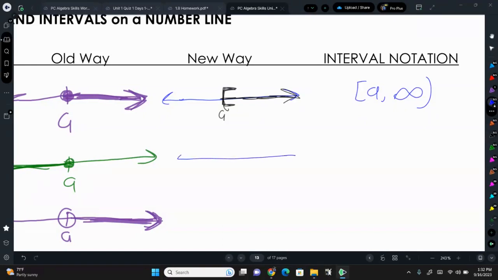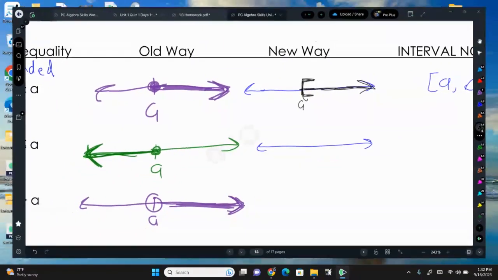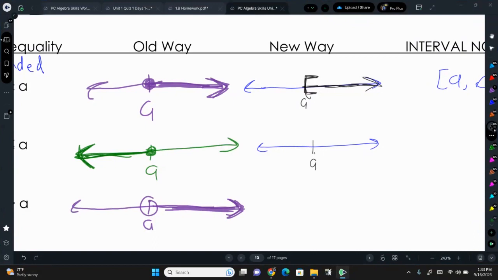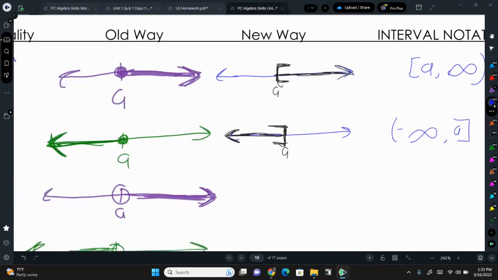And then for this one, okay, so we have our a value, and it goes to the left, and at a we have a bracket, and then our interval notation for this one would be negative infinity comma a. So this new way of drawing them just uses the same symbols as our interval notation, so it helps us with using the correct symbols for interval notation.